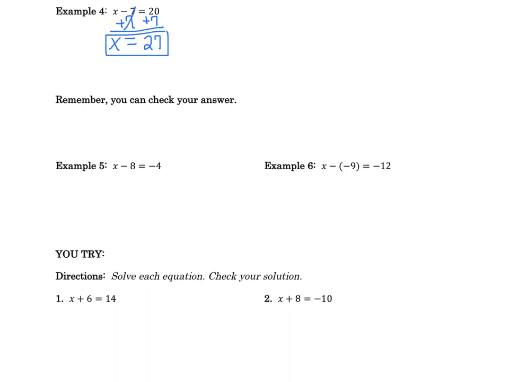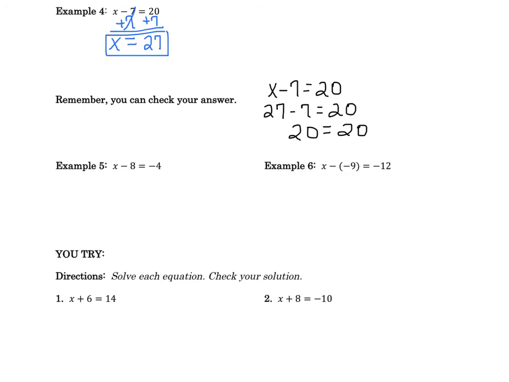Now remember, you can check your answer. So we have x equals 27, and we're going to substitute 27 for x in the equation. So now let's rewrite the equation. x minus 7 equals 20. We know that x is equal to 27, so let's replace it. 27 minus 7 equals 20. And is 27 minus 7 equal to 20? Yes. Therefore, 27 is your answer.